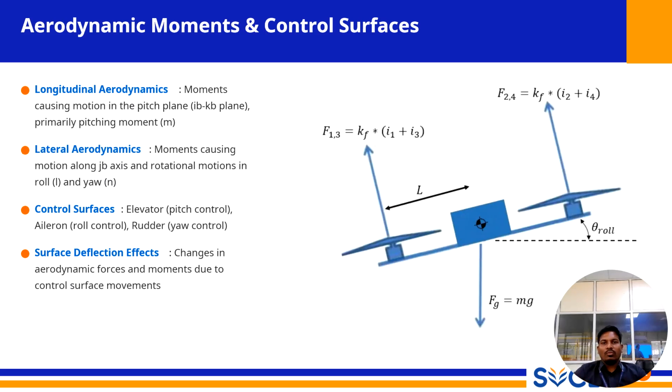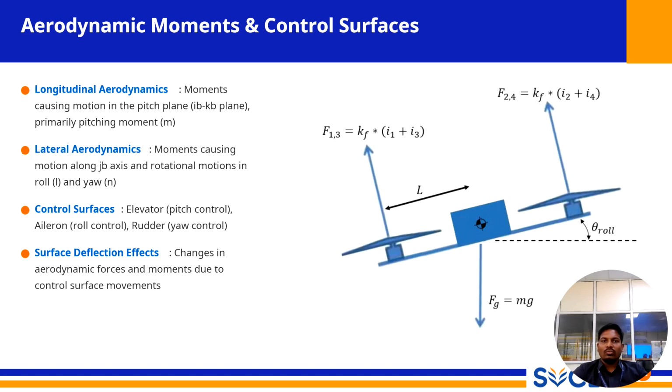For many MAVs, especially fixed-wing designs, these controlling moments are generated by physical control surfaces. These are hinged flaps on the wings and tail that the autopilot can move. The primary control surfaces are the elevators, pitch control, the ailerons, roll control, and the rudder, yaw control. The fundamental principle at work is the surface's deflecting effect.